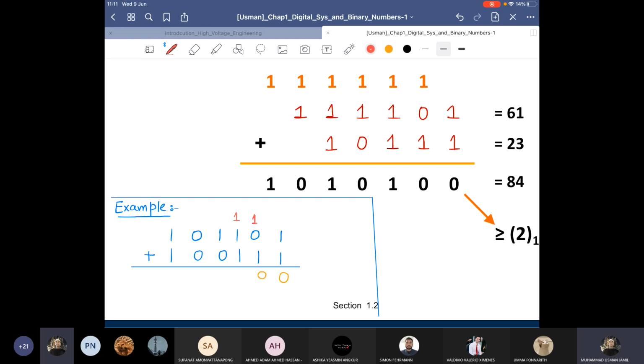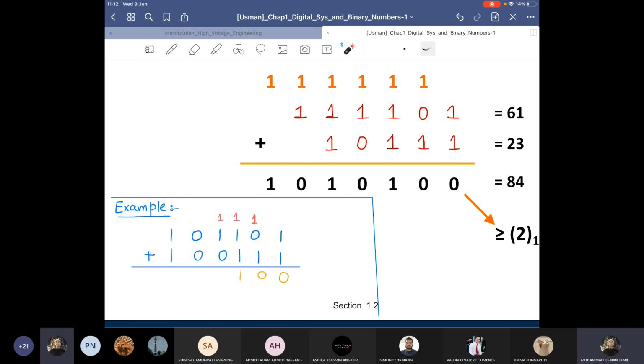Now again we have 1 plus 1 plus 1, which is 3. So 3 minus base is 2, so we have a 1. Then 1 will come here and again 1 carry. So I write 1 here, and now the carry is 1.